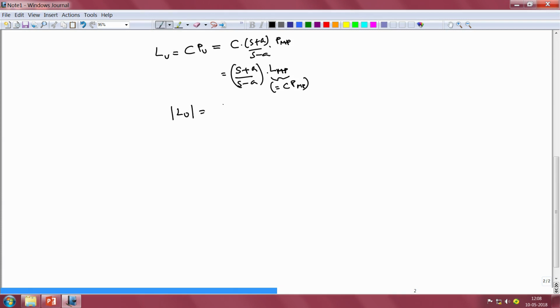Now we note that the magnitude of Lu will be equal to the magnitude of L minimum phase, because the Blaschke product has a gain of 0 dB at all frequencies omega, whereas the angle of Lu will be equal to the angle of the Blaschke product, namely (s plus a) by (s minus a), plus the angle of the minimum phase transfer function. In other words, it is going to be equal to minus pi plus 2 tan inverse omega by a plus the angle of the minimum phase transfer function.